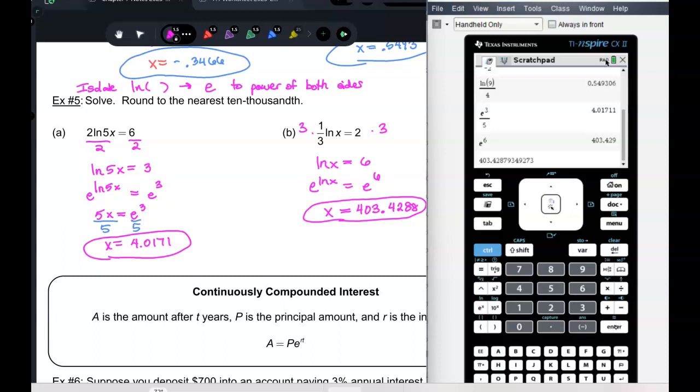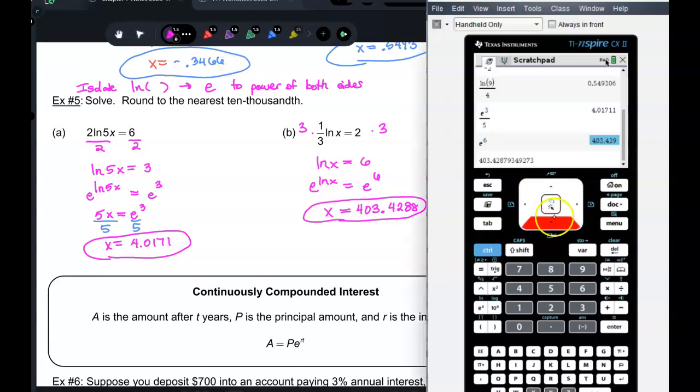If you want to get more decimals, remember how I said if you just go up, it'll give you more decimals that way.